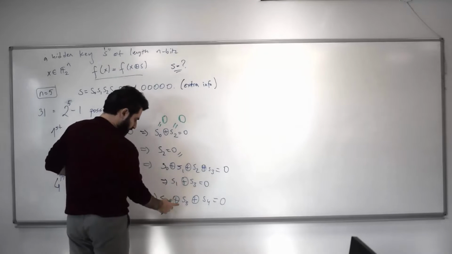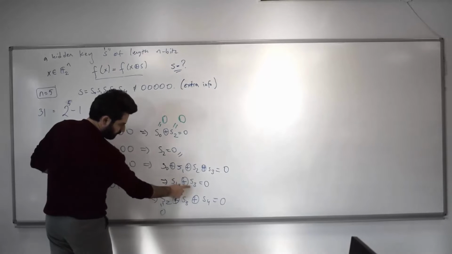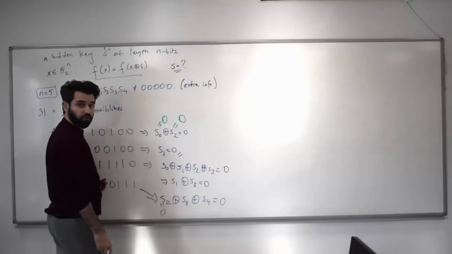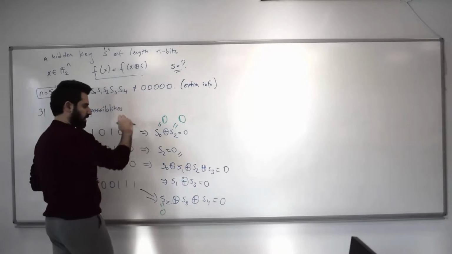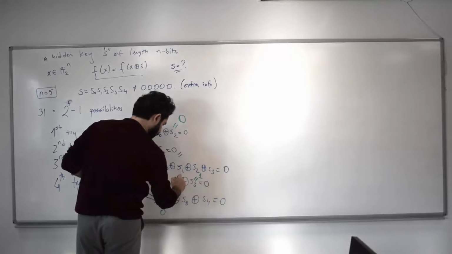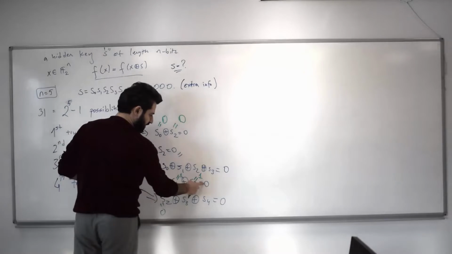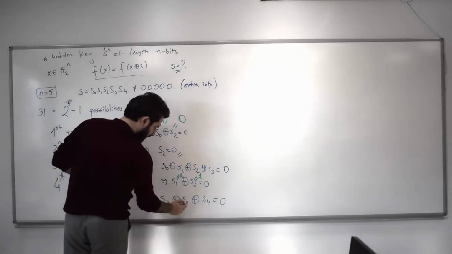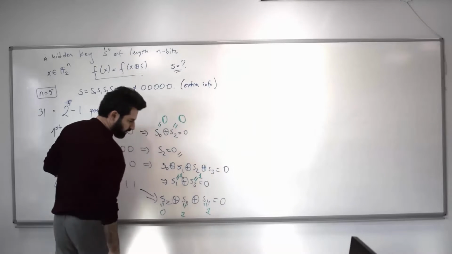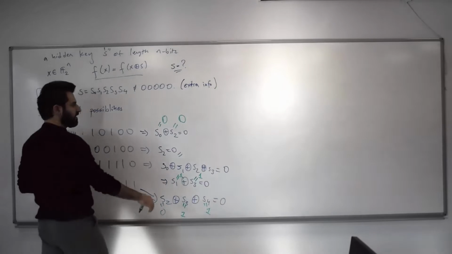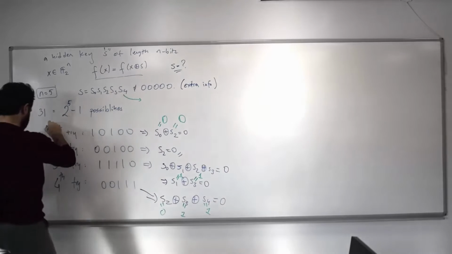If they are 0, 0, then S2 is 0. If they are 0, 0, then S4 must be 0 too. And that's going to give all of them to be 0, which is not possible because of this inequality. Therefore, S3 and S1 must be 1. Okay? They must be 1 such that their XOR is 0. And S2 is 0, S3 is 1, and then S4 must be 1 as well, so that you get a 0 here. Okay?